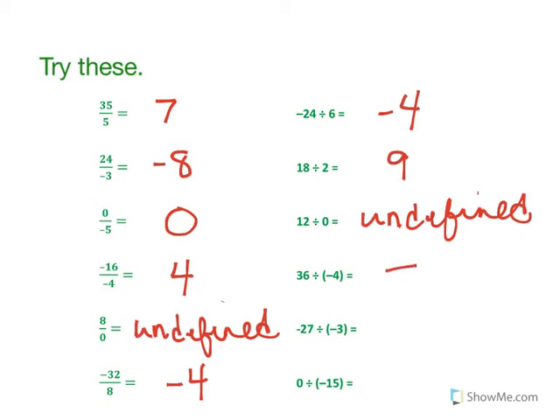This is going to be -9. This is going to be a +9. And this is going to be 0 cookies divided by, well, can't have -15 people, but at any rate, when you divide a number into 0, you get 0. How'd you do?